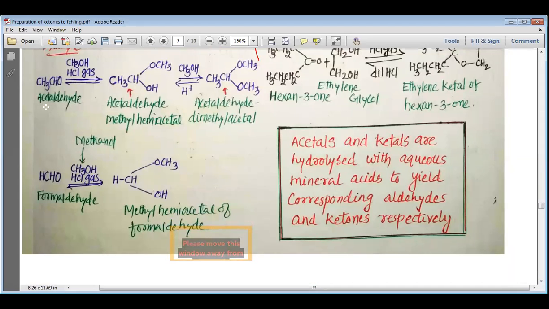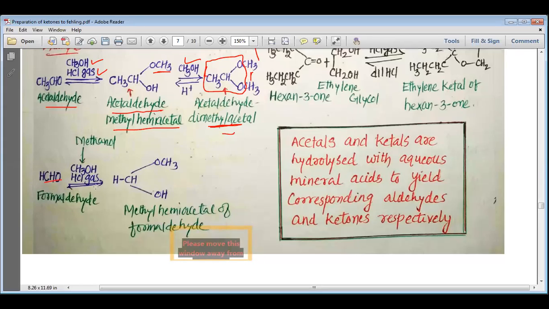If we have acetaldehyde and we allow it to react with methanol in the presence of dry HCl gas, we get acetaldehyde methyl hemiacetal. So you can see that CH3CH has got OH and OCH3. But again, if we allow it to react with methanol, we get acetaldehyde dimethyl acetal. You can see that we have dimethyl acetal. So this portion we are going to call an acetal, and this is dimethyl acetal because it has two methyl groups bonded to it.